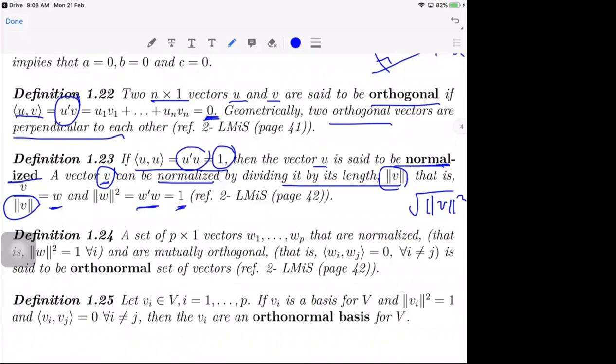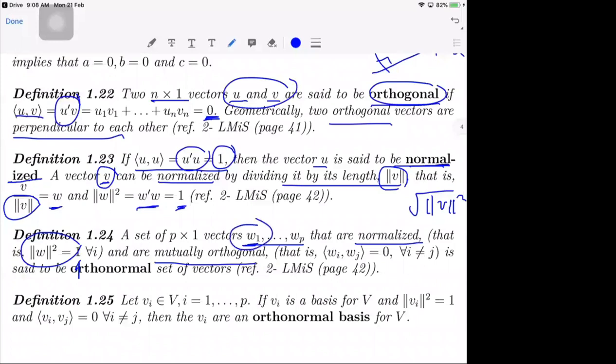So a set of p by 1 vectors, say w_i's from 1 to p, that are normalized, that is, you can verify that the inner product is equal to 1 for all i, and this set of vectors are mutually orthogonal. Usually we define orthogonality with two different vectors. When it is normalized with itself, then we call it mutually orthogonal.